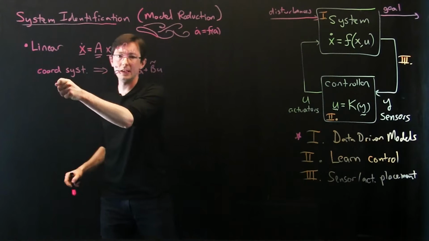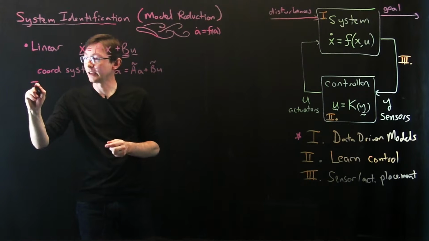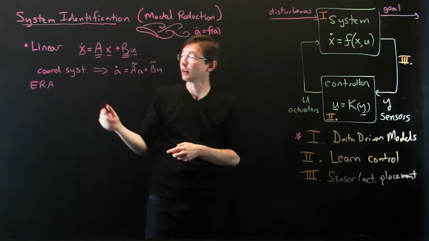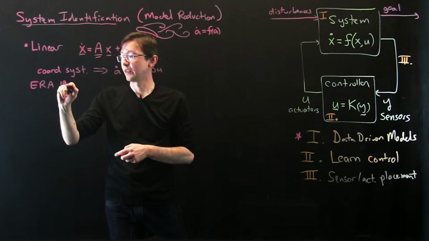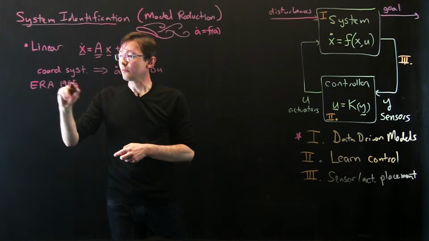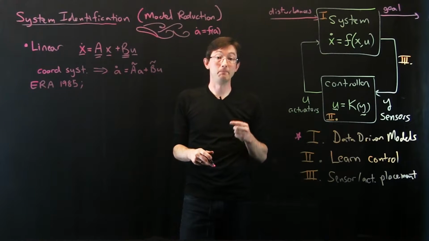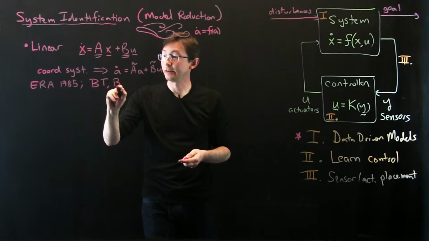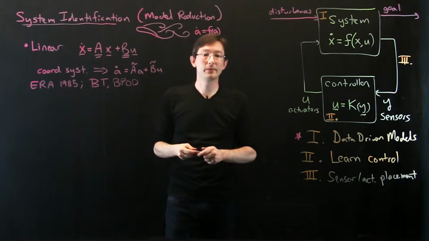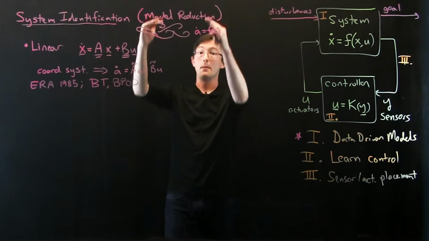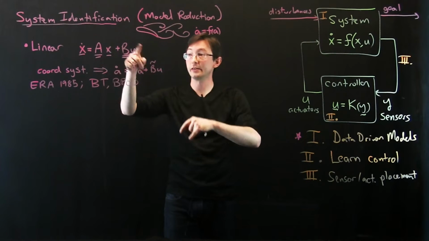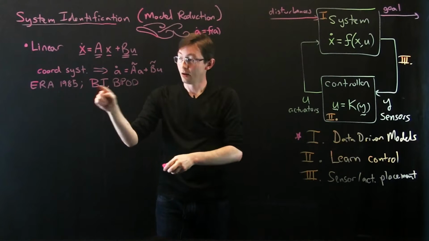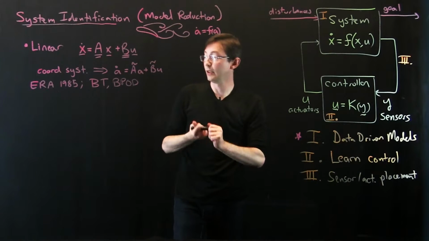Now some of these methods include the Eigensystem Realization Algorithm. We're going to talk a lot about that. That's a system identification technique that was developed in, I think, 1985. We're also going to talk a lot about balanced truncation, BT, and balanced proper orthogonal decomposition. These are both techniques for model reduction. If I have a model of a linear system, but it's really high dimensional and I want to find just the few coordinates that matter, we're going to look at balanced truncation and balanced POD.